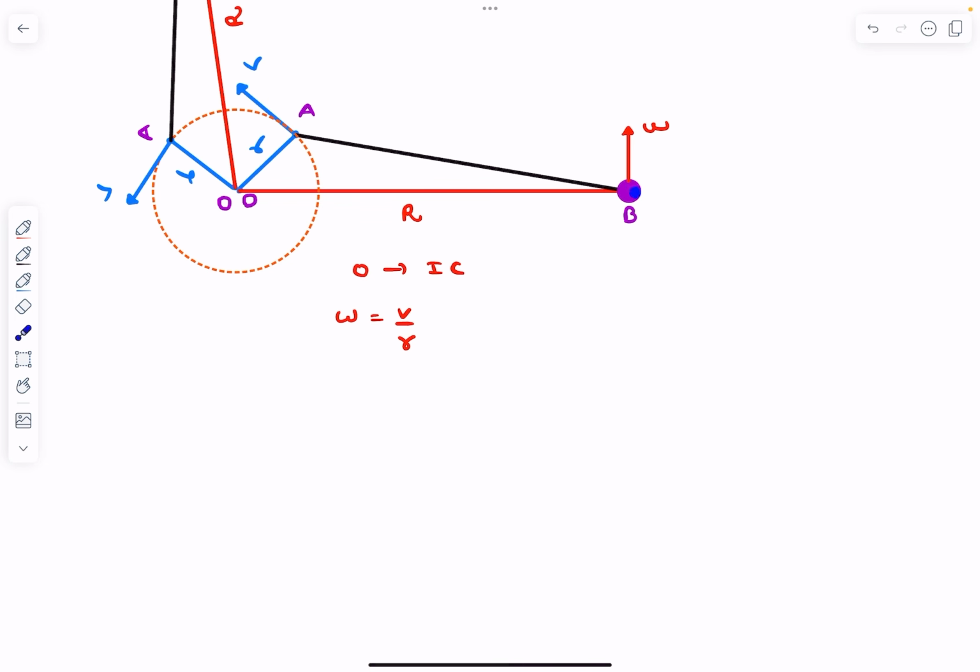Now I also know the velocity of point B, it is u. So it will be u divided by capital R. So I can also write the omega as u divided by capital R. If you rearrange the terms, u will come out to be capital R divided by small r times v.